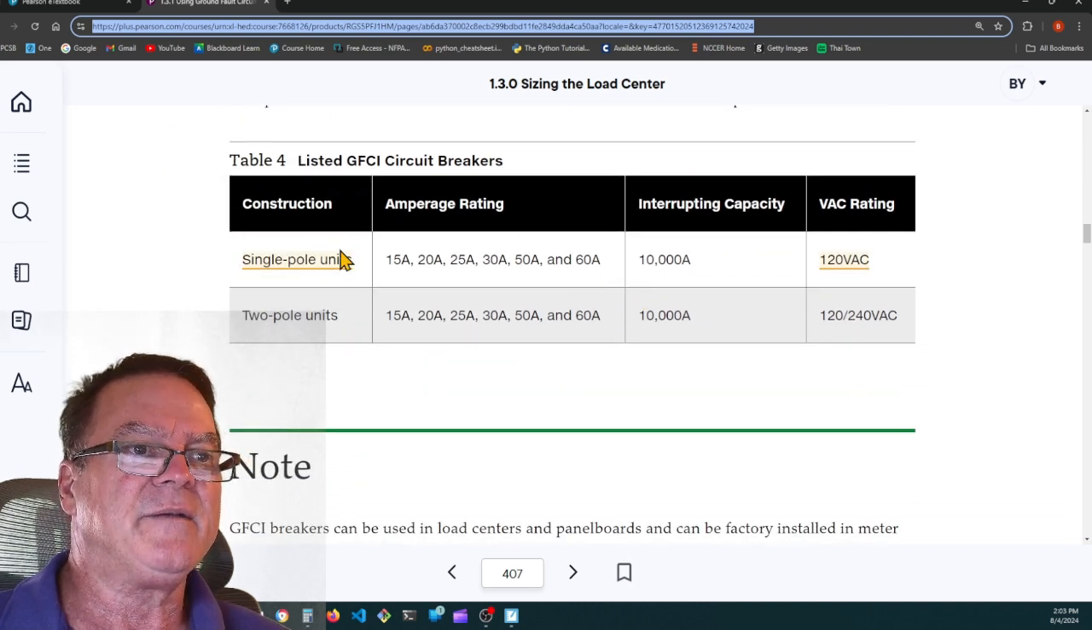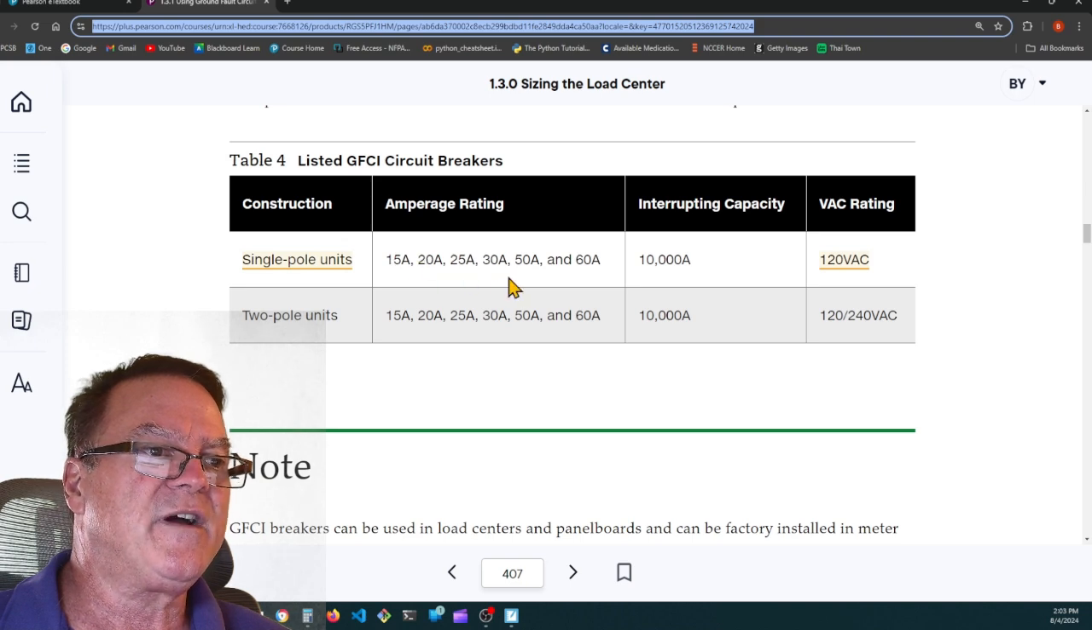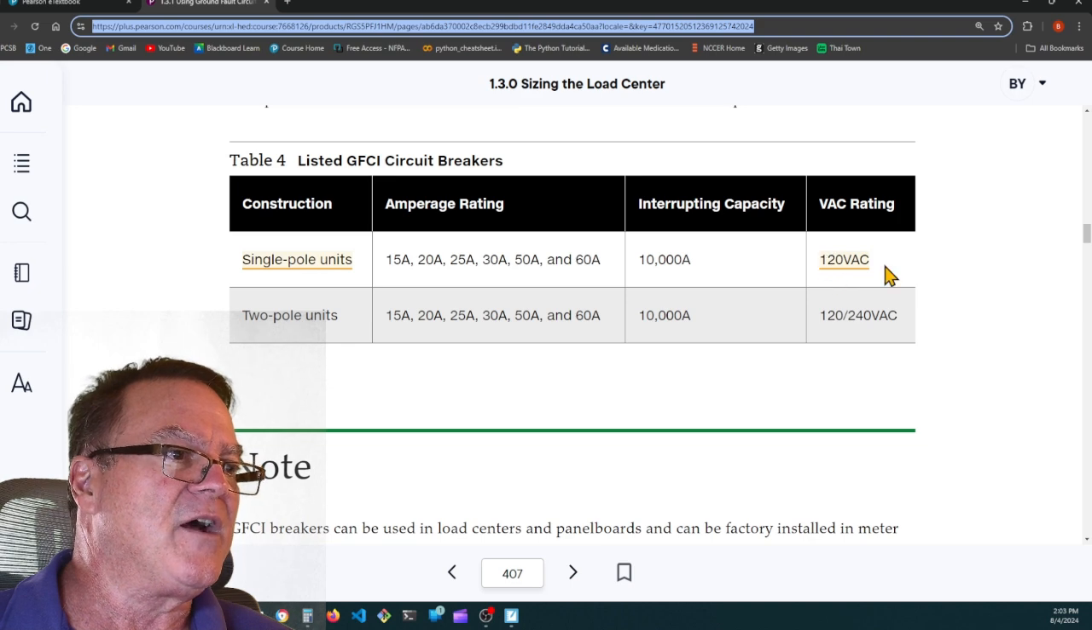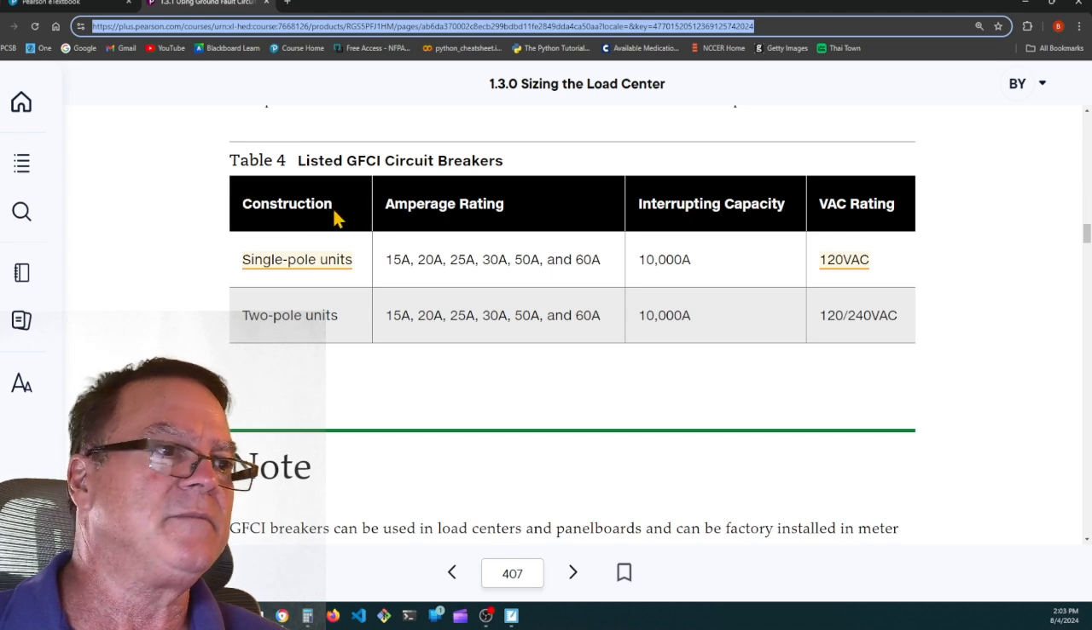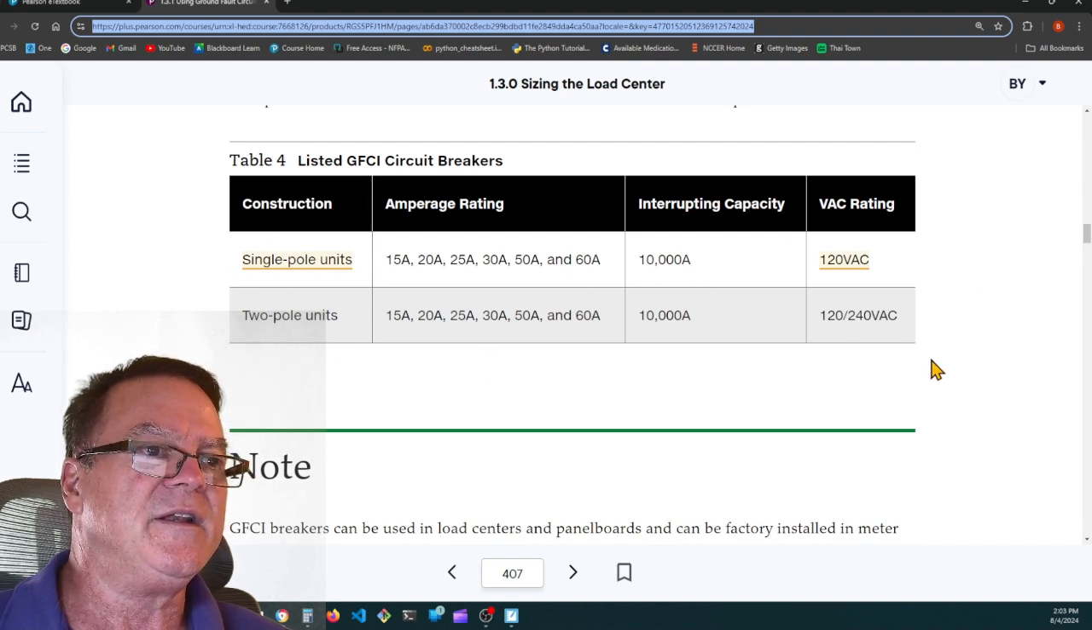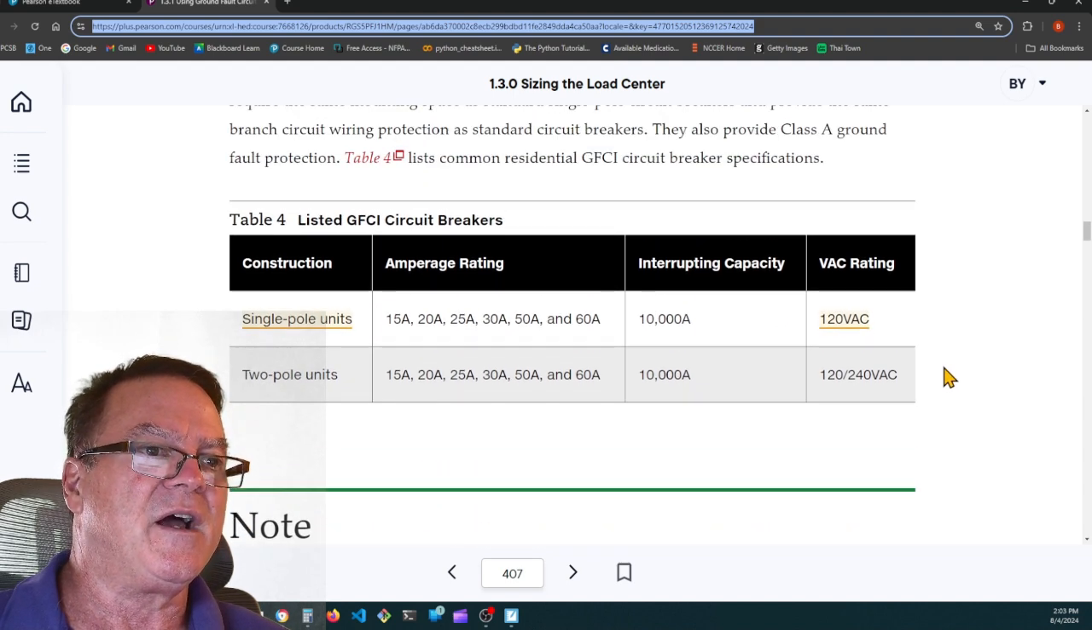Here's a highlight. It says single pole units, 15, 20, 25, 30, 50, and 60 amps at 120 volts AC, they all have to be GFCI for a construction site. Any temporary power for a construction site basically needs to be GFCI.